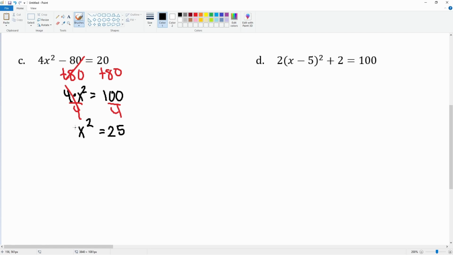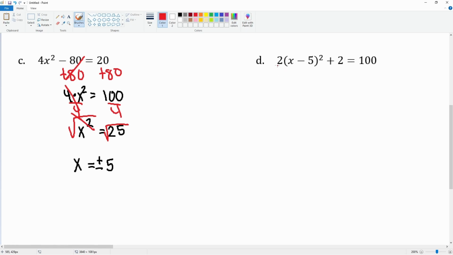To get rid of the squared, we have to square root because they're inverses. Square root, square root. The square and the power 2 cancel, leaving you with just an x. Do we know the square root of 25? Yes, it is just 5. Nope, it's plus and minus 5.